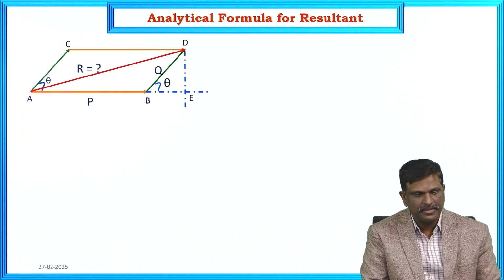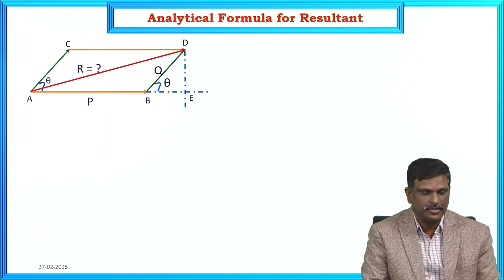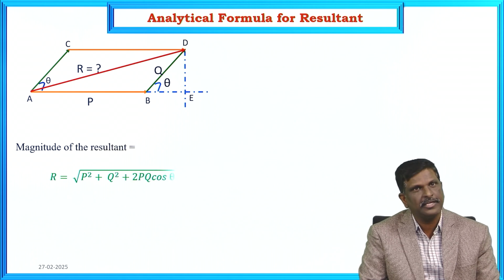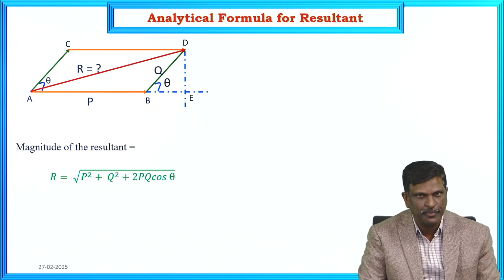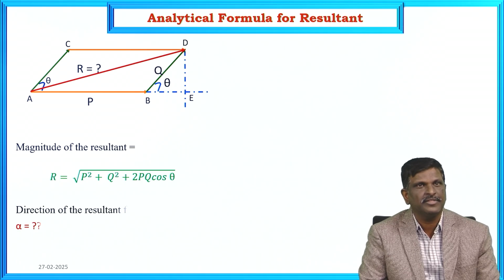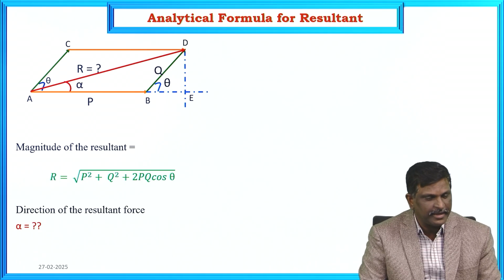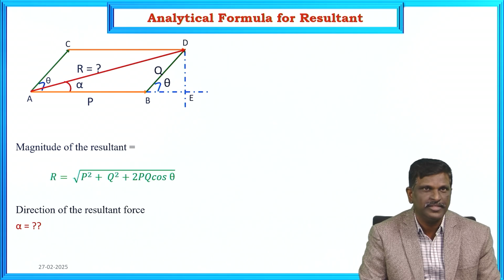Now find the direction. The magnitude of the resultant R is given by the expression R equal to under root P square plus Q square plus 2PQ cos theta. Now the resultant is making an angle alpha with respect to force P. The resultant R is making an angle of alpha with respect to any one of the forces. In this example, it is making an angle alpha with P.